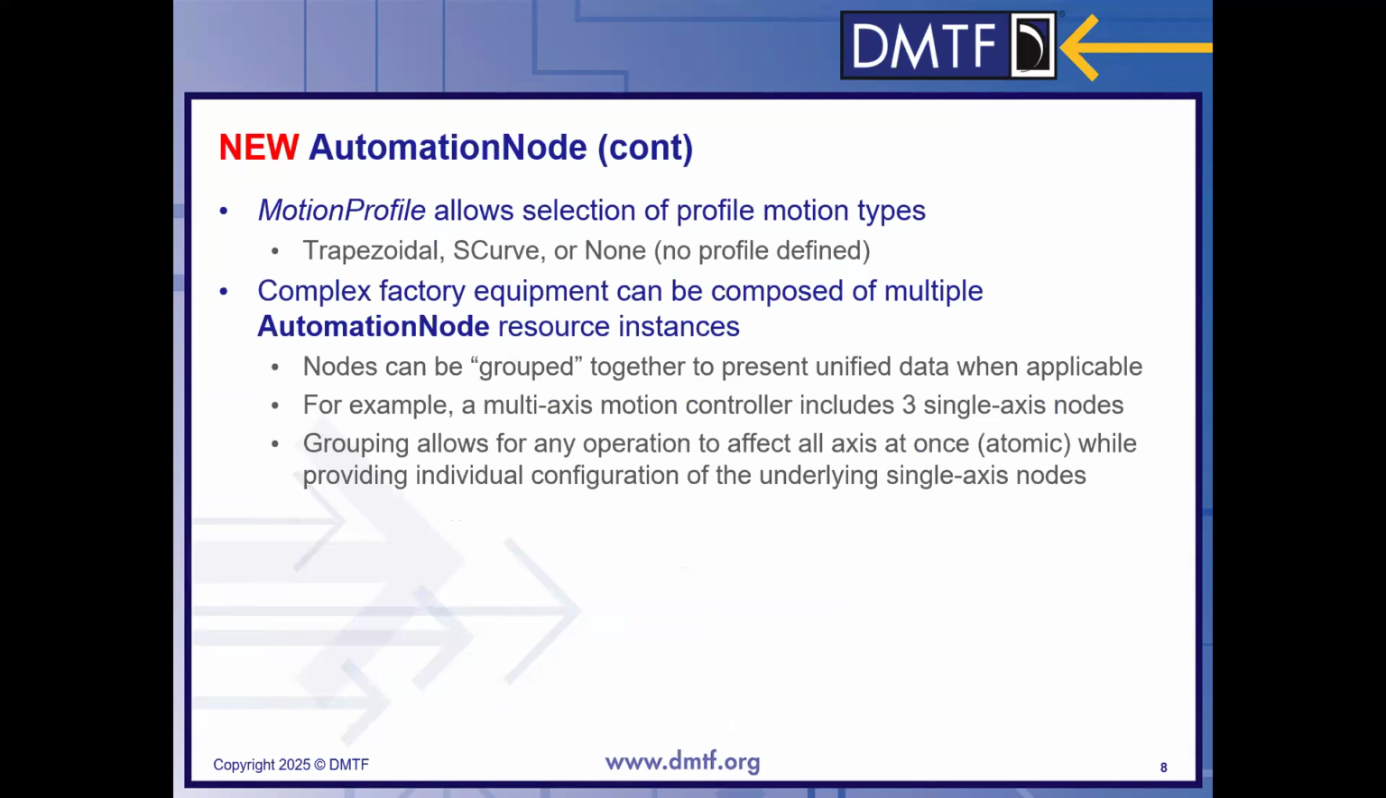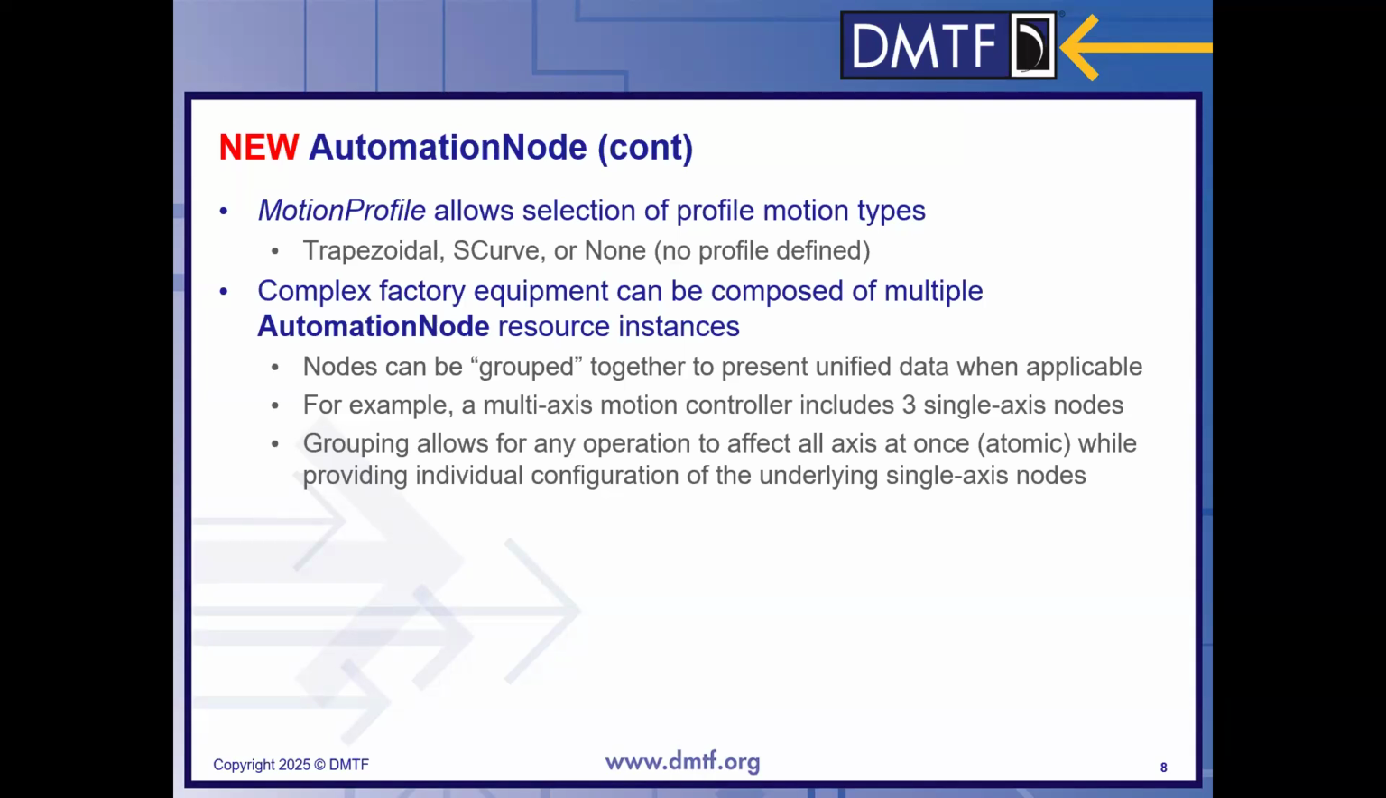A couple of other properties, like motion profile, help control what type of robotic motion the device is going to be moving through. Right now it's defined as either a trapezoidal type of control motion, an S curve, or if there's simply none, it's just left to the implementation to figure out.